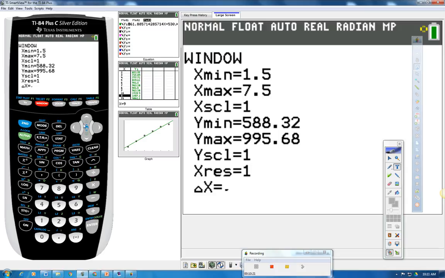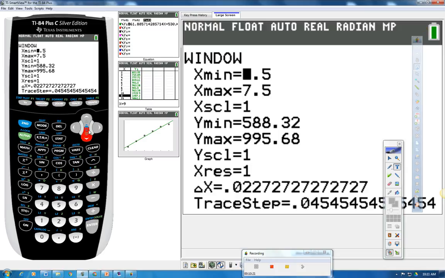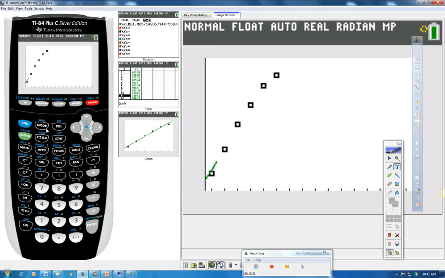So if I go to my window, my x max right now is 7.5. I would need to go to 16 or greater. If I went to 18, then I would be able to. Well, actually, I would have to increase my y values as well, because even if I tried to enter 16 right now, it wouldn't work. This is everything that you need to know about all the ins and outs of finding a linear regression equation.